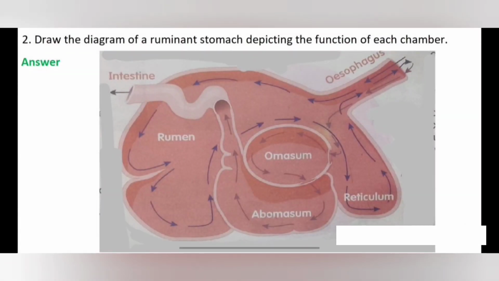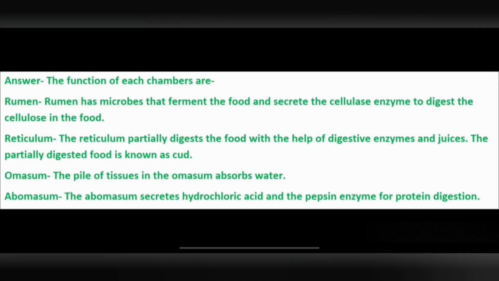Question number 2 is, draw the diagram of a ruminant stomach depicting the function of each chamber. So first of all, draw this diagram of the ruminant stomach and write the chamber's name in that. And it is also given in your book itself, so you can draw it from there also.